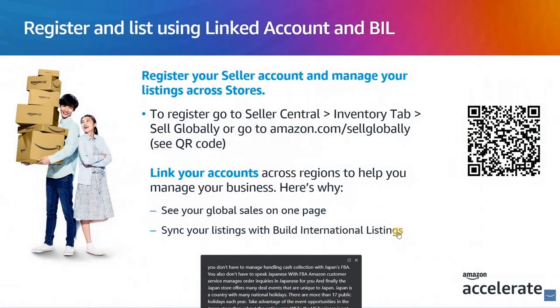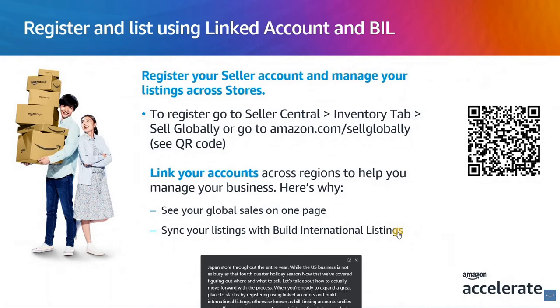Now that we've covered figuring out where and what to sell, let's talk about how to actually move forward with the process. When you're ready to expand, a great place to start is by registering using linked accounts and Build International Listings, otherwise known as BIL. Linking accounts unifies your selling experience across Amazon's international stores and lets you more easily manage and scale your business.